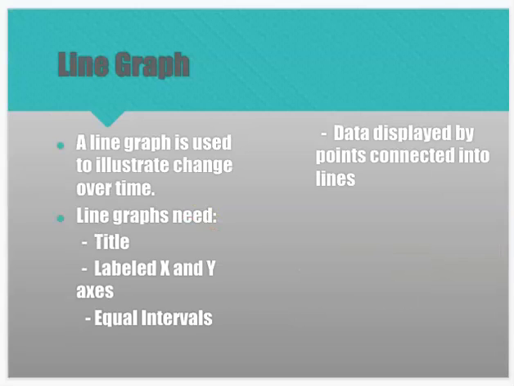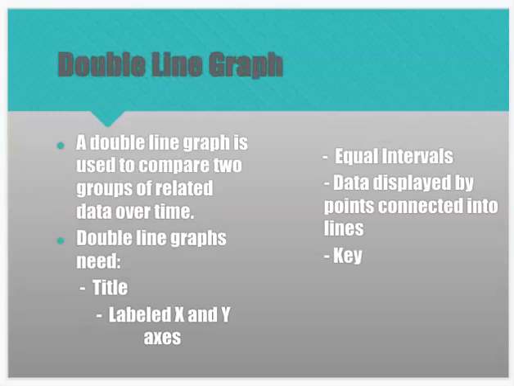A line graph is used to illustrate change over time. Line graphs need to have a title, labeled X and Y axes, and equal intervals. And the data is displayed by points connected into lines. A double line graph is similar. Again, it's a comparative tool.